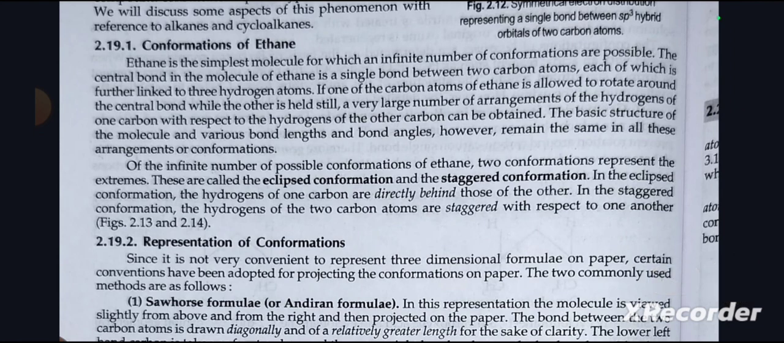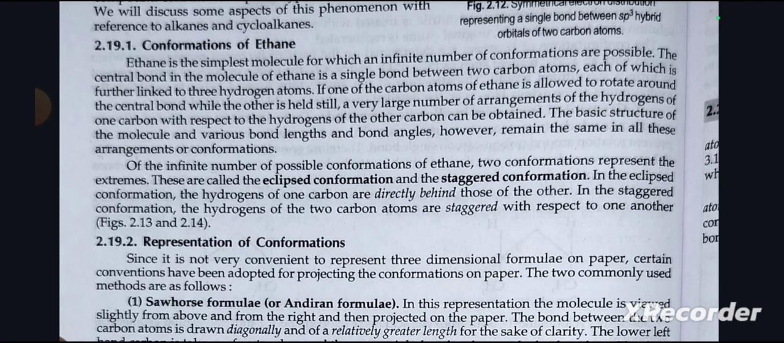2.19.1 Conformation of ethane. Ethane is the simplest molecule for which an infinite number of conformations are possible. The central bond in the molecule of ethane is a single bond between two carbon atoms, each of which is further linked to three hydrogen atoms. If one of the carbon atoms of ethane is allowed to rotate around the central bond while the other is held still, a very large number of arrangements of the hydrogens of one carbon with respect to the hydrogens of the other carbon can be obtained. The basic structure of the molecule and various bond lengths and bond angles, however, remain the same in all these arrangements or conformations.